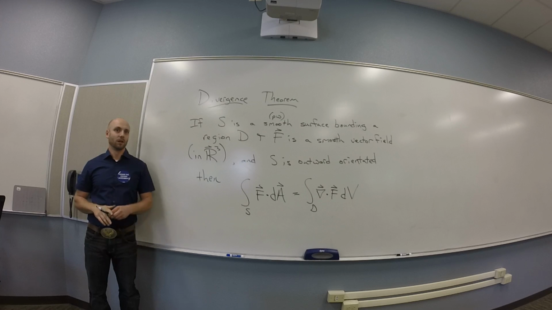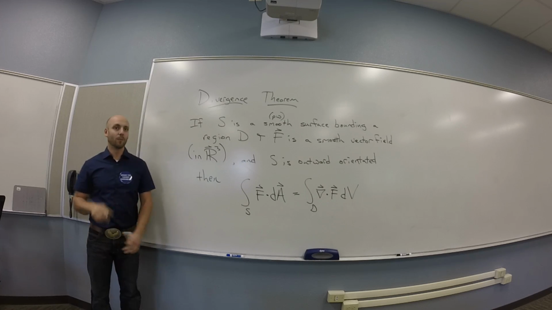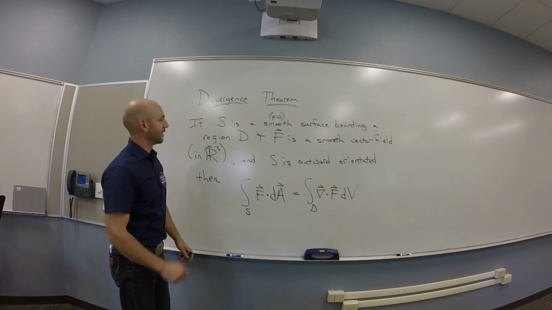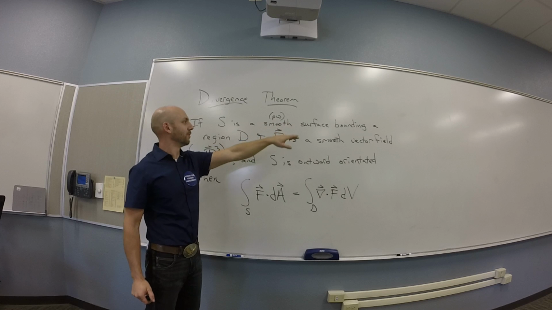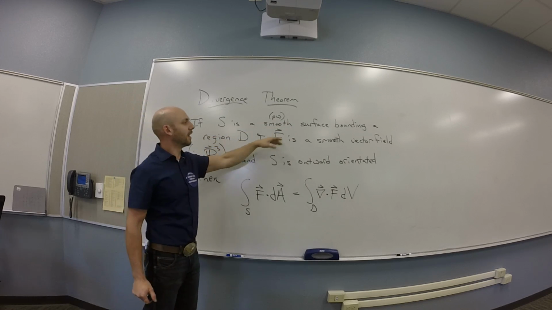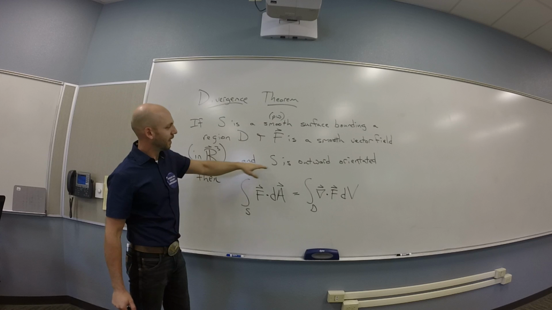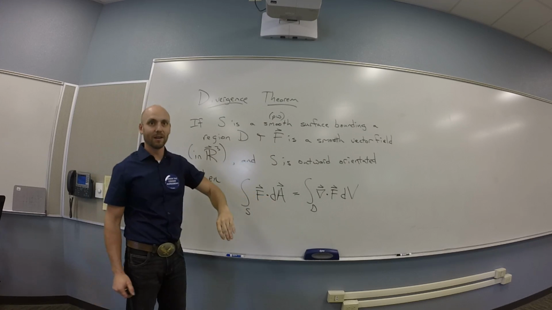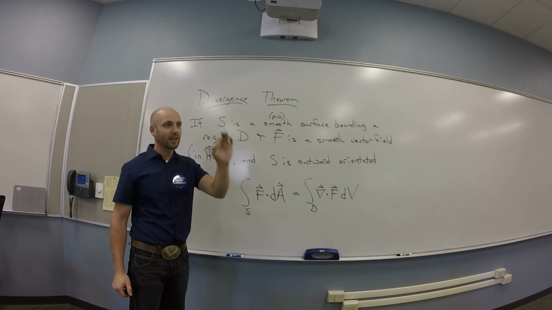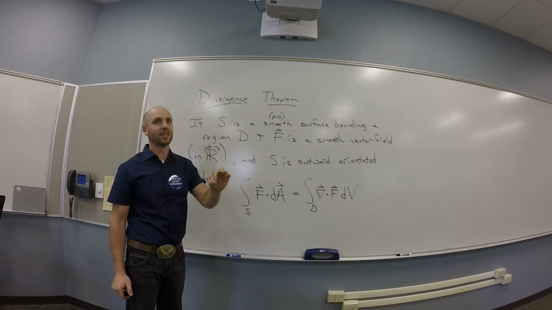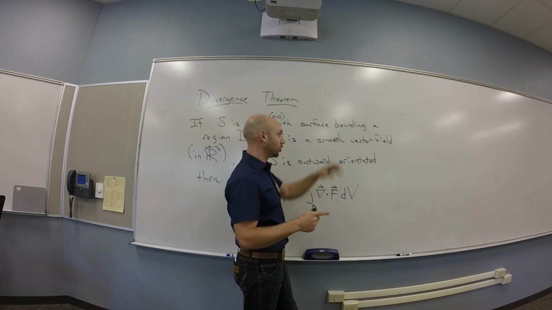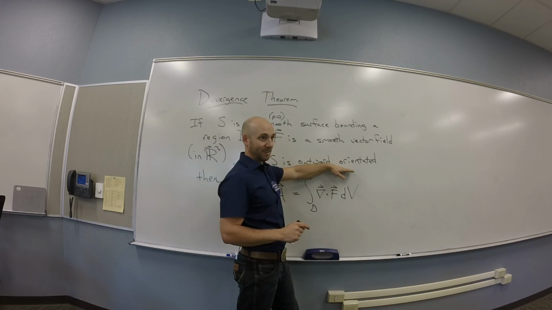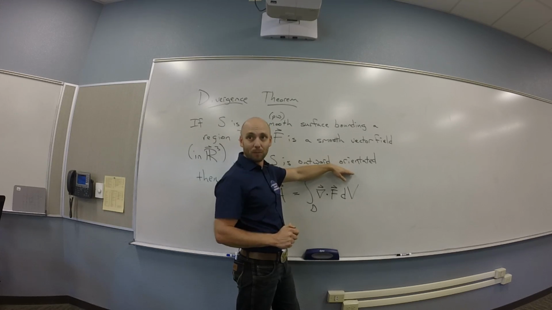You guys cool with that? Yep. What was the cheat? So the book cheated. They wrote if S is a piecewise smooth surface bounding a region D, and F is a smooth vector field, and S is outward oriented, then this. So there's one little thing they cheated with in there, which is: is it orientable at all? They sort of assumed it was orientable when they told you it was outward oriented. So they did both of those in one little step. It's sort of implied.